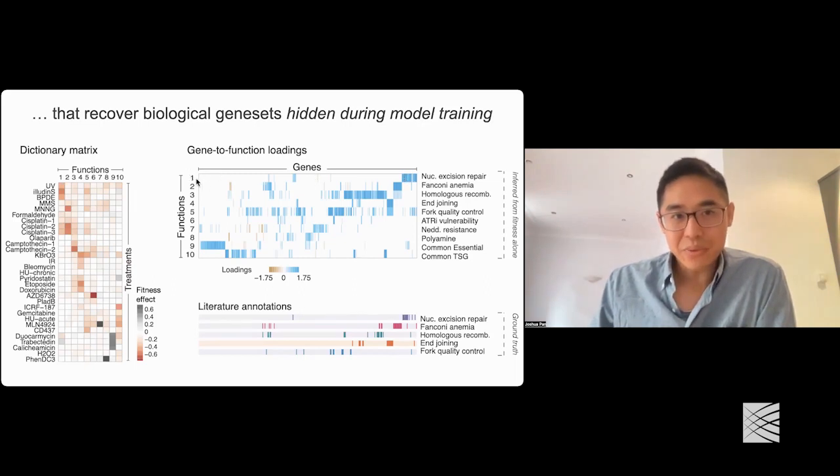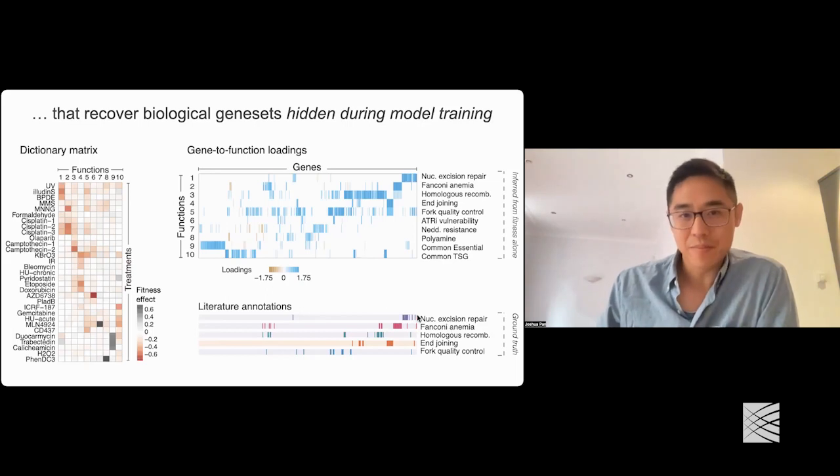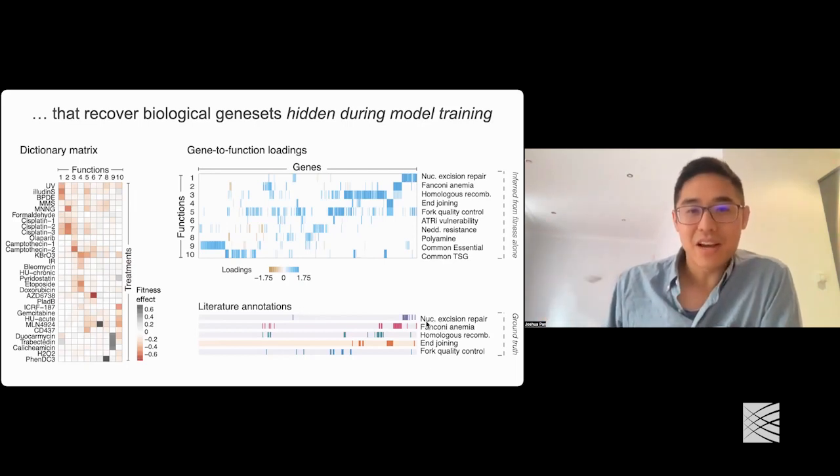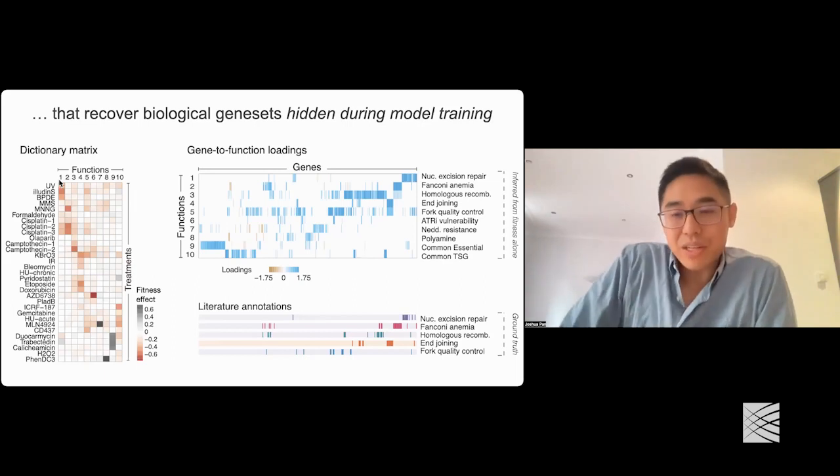In this case, the first one that we learned here, number 1, is enriched and actually recalls almost all of the canonical nucleotide excision repair genes, which you can see down here. These are literature annotations that we held out during model training and used to annotate the model outputs. So you can see that there's a large overlap between this learned representation of nucleotide excision repair that we got from our method and the canonical nucleotide excision repair genes. If you look back in the dictionary matrix, here we have an annotation that UV induces a dependency on nucleotide excision repair, this number 1 over here, which is exactly what we know from the biology.